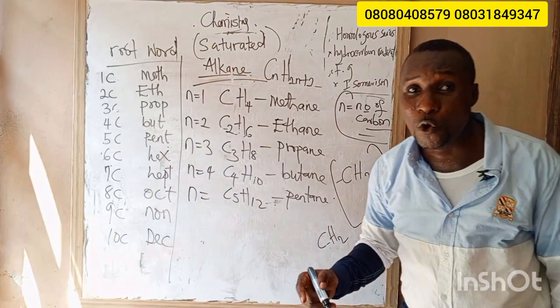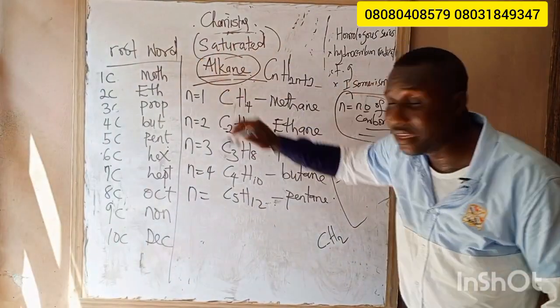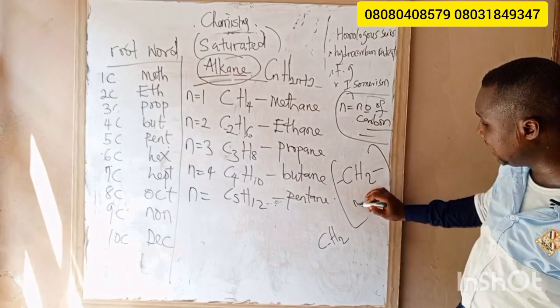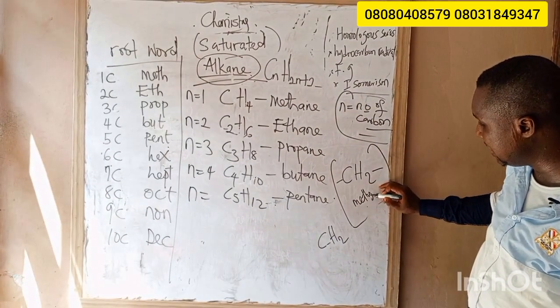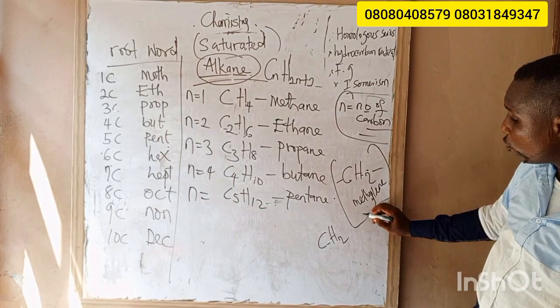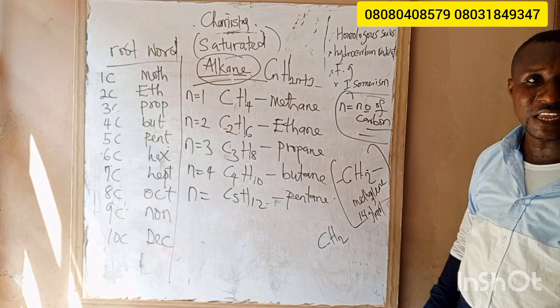That is homologous series. Each successive member of this alkane differs by what? Methylene, which is CH2. And CH2 has a molecular mass of 14. Take note of that.